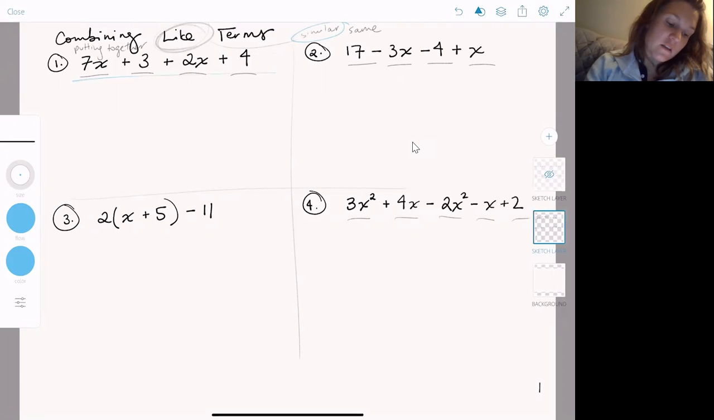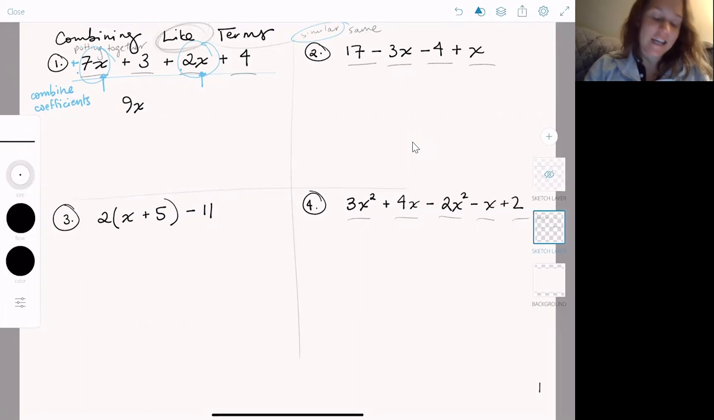So when I'm looking at this problem here, this one and this one have single x's included in them. So what I can do is I can combine their coefficients. I can put together their coefficients because we are adding and subtracting. 7 plus 2 is 9x. I have 9 x's.